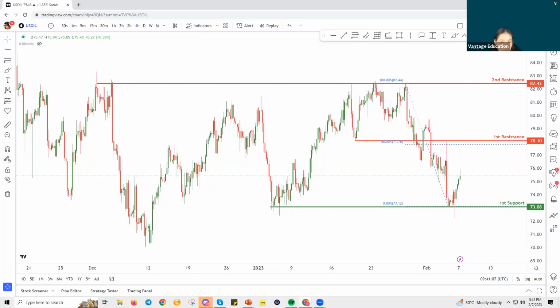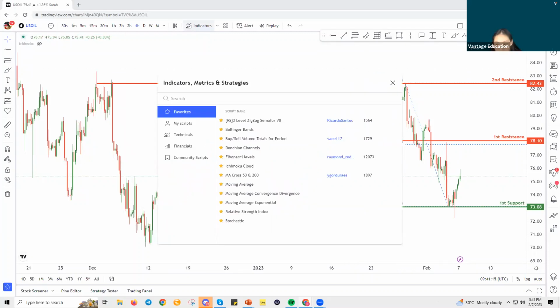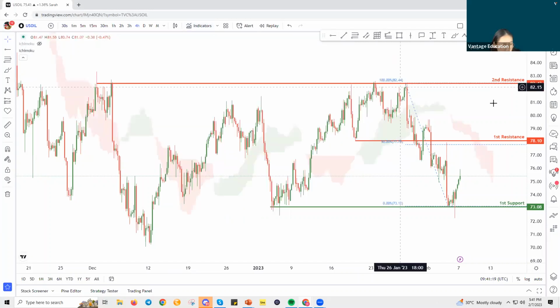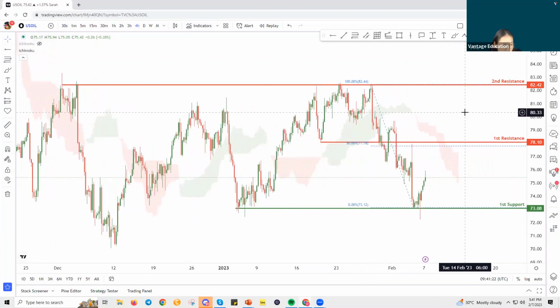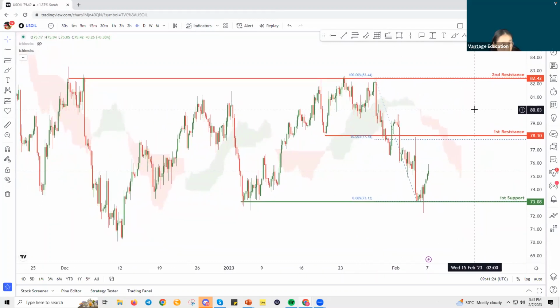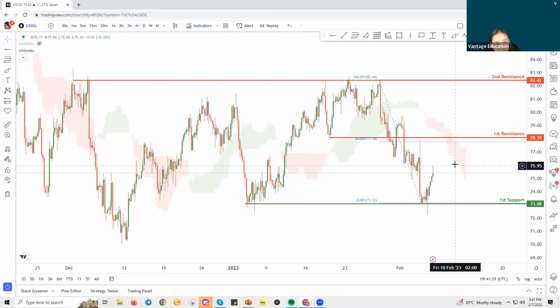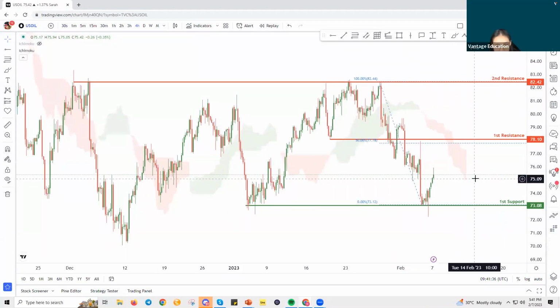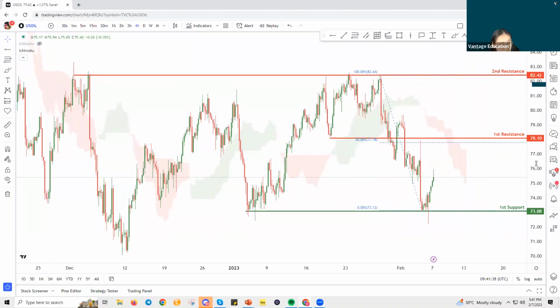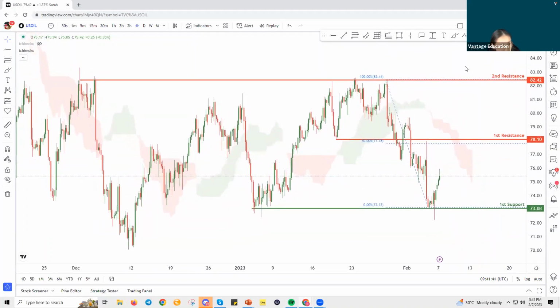Okay, so now that we have our Fibonacci levels, support and resistance levels, then we pull out our indicators. So Jonathan, you mentioned Ichimoku. So I'm gonna use Ichimoku. And this is one of the indicators that I like to use as well, because at first glance, you can see immediately whether it supports your bullish or your bearish bias. So in this case, since price is moving below the Ichimoku cloud, it is a bearish signal.